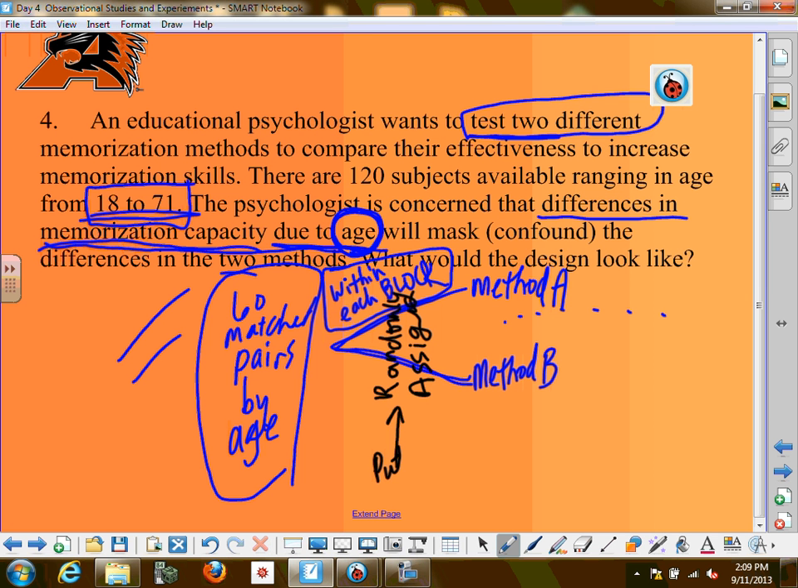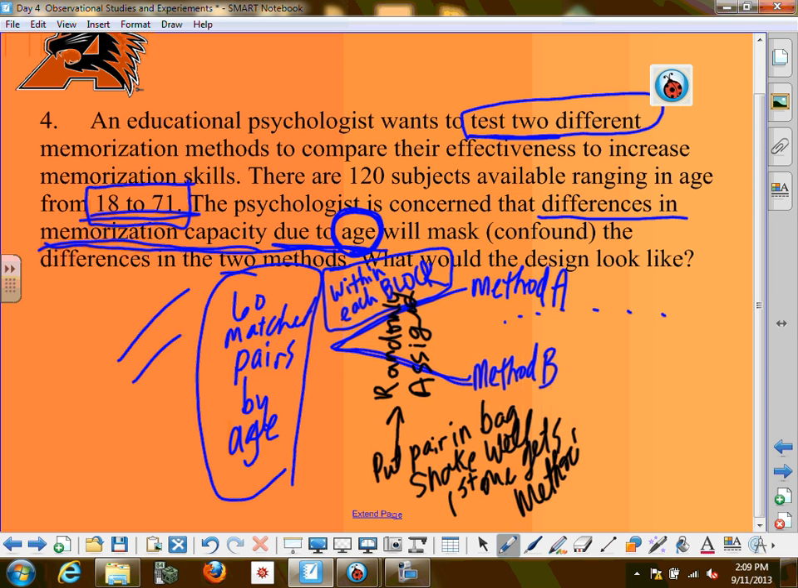Yeah, you can flip a coin for the first person. If the first person gets heads, they get method A. If the first person gets tails, they get method B. Or you could put the pair in a bag. In the bag, shake well, that's right, shake those pairs up. And then the first one gets method A. Alright. Then they do this thing, and then what are you going to do at the end?